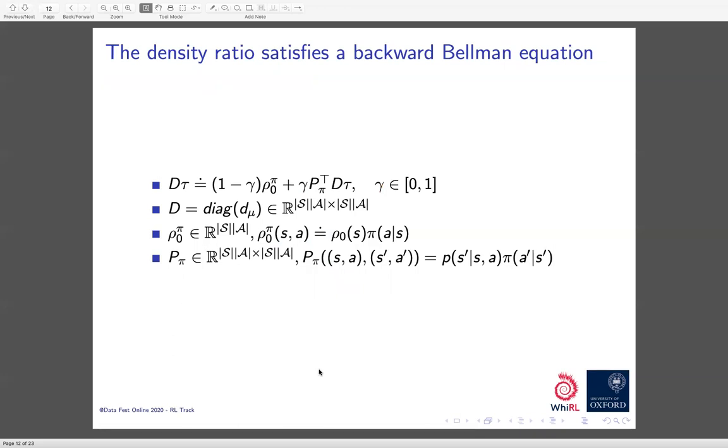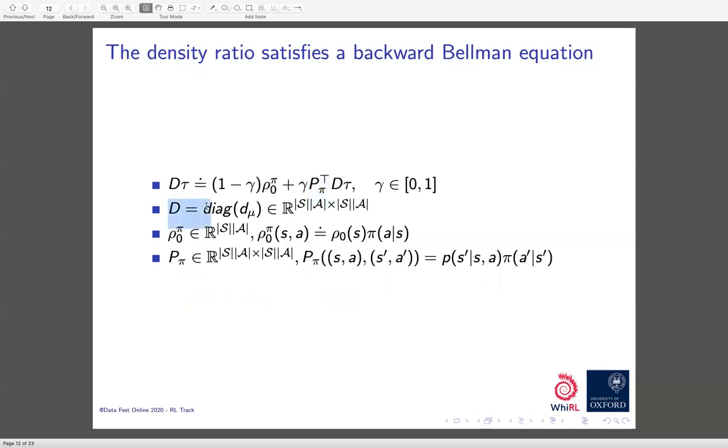Most of those works are based on a single equation, this equation. The idea is that the density ratio satisfies a backward Bellman equation. It is very similar to the Bellman equation if you are familiar with it. The only difference is that in the Bellman equation we have P pi, but in this equation we have P pi transpose, which means the states flow in a backward direction. That's why I call it a backward Bellman equation. So let's have a detailed look.